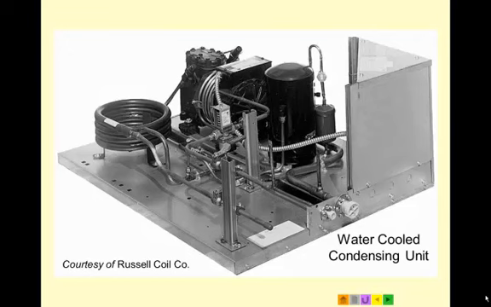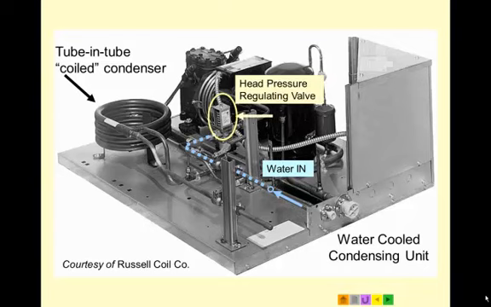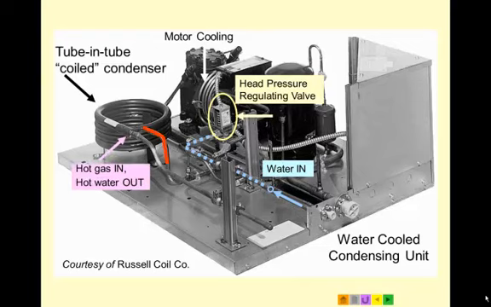Here's a water-cooled condenser unit. There's a tube in a tube, but it's coiled. Water is coming in. The head pressure regulating valve, so we can regulate the head pressure based on the quantity of water coming in. For motor cooling, we have hot gas coming in and hot water coming out. So water in, water out. Cool water in, hotter water coming out.